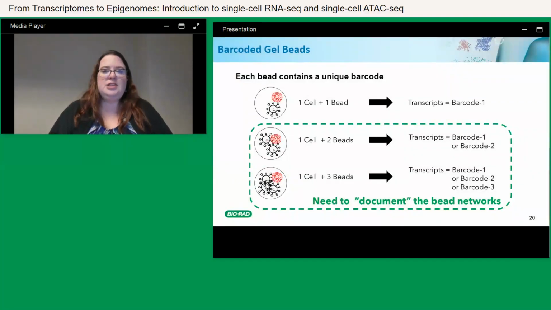To overcome that issue, we use the unique barcodes that each bead is given to recreate bead networks. Each bead network is made up of the beads that were encapsulated in each droplet. Once a bead network is determined, all the genomic or transcriptomic information contained in all those beads are grouped together to recreate the full cell that was encapsulated in that particular droplet.